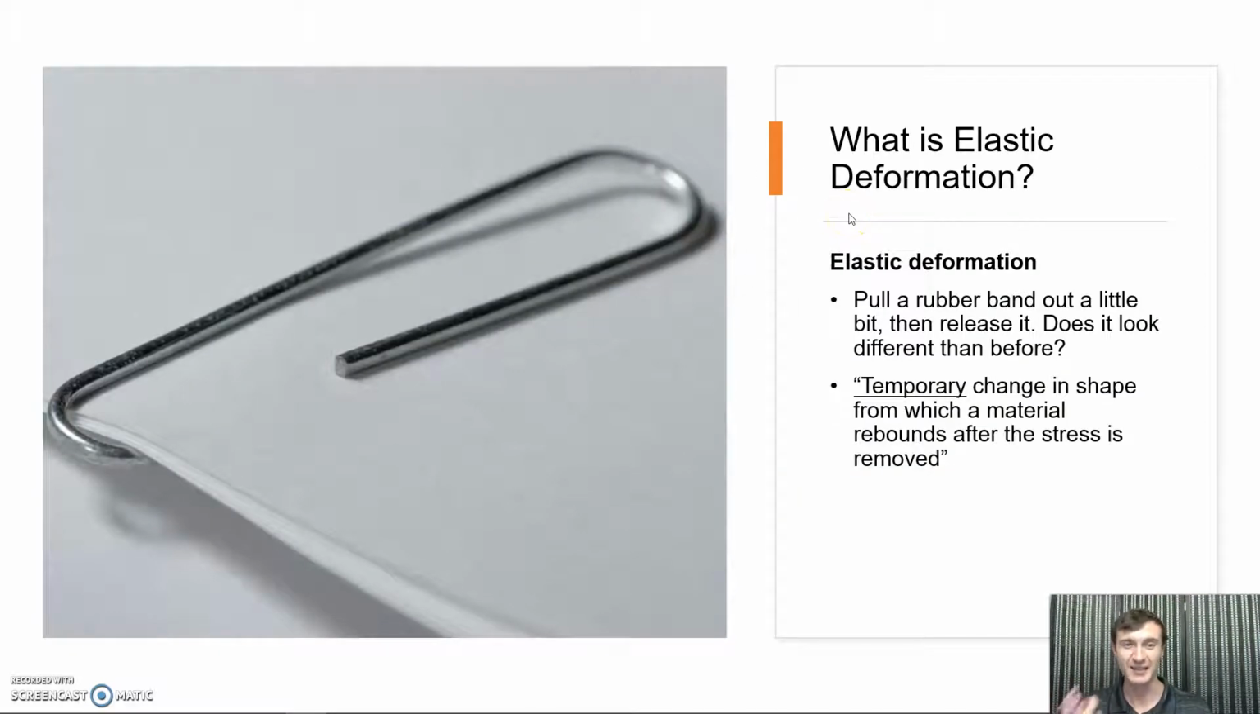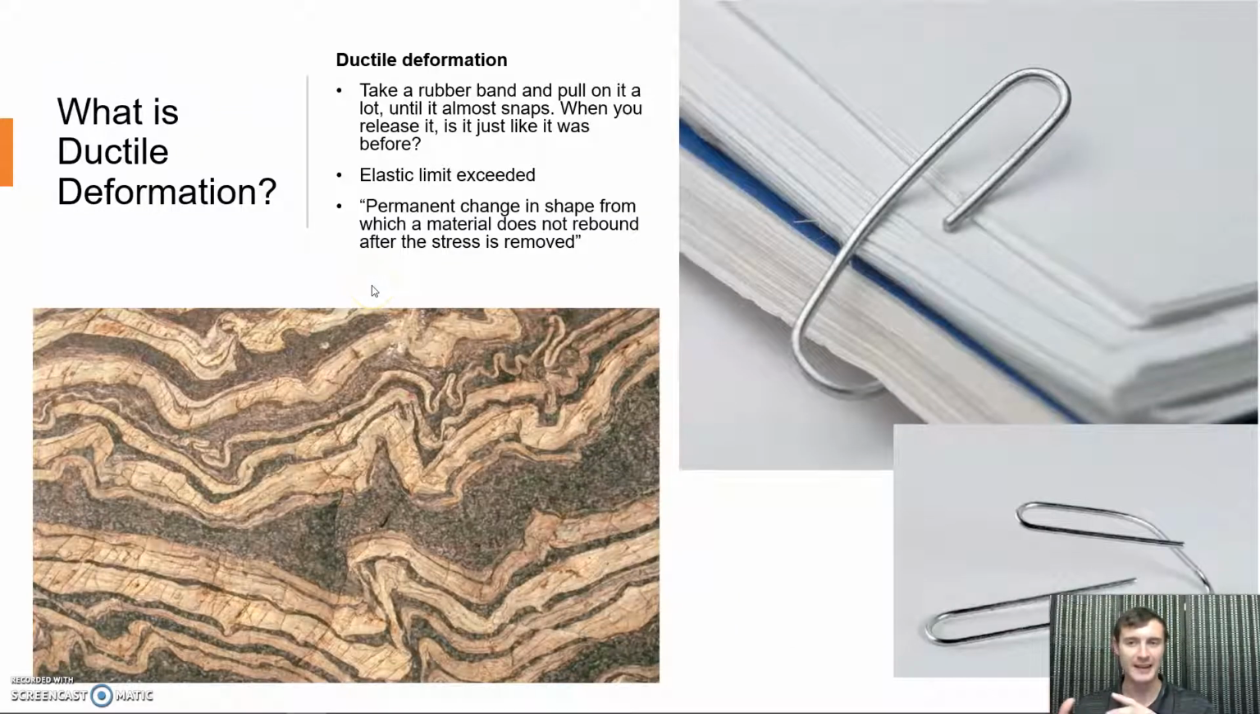First we have elastic deformation. You pull the rubber band out a little bit, you release it, and it snaps back. This is a temporary change in shape. And the same is true not just of a rubber band, but also something like a paperclip. You stretch it out a little to hold some paper, you take the paperclip away, and then it goes back to the same shape that it was in before. So that was elastic deformation, but what if we kept stretching the rubber band out?